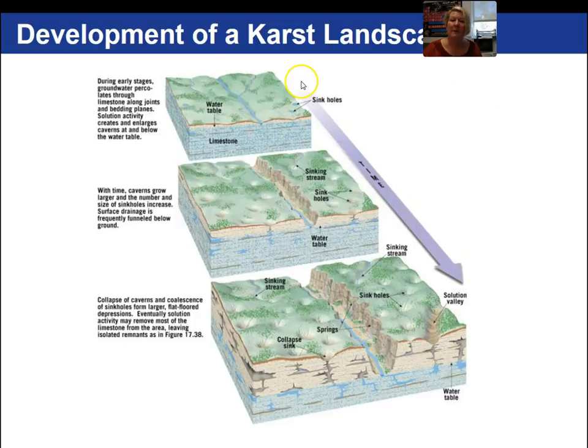This is the development of karst landscape with time. So this is an early stage, and you can see that with progression of time, eventually the water table drops down very low, big caverns are forming, you get sinkholes and sinking streams, or what I call disappearing streams, solution valleys. So if you see this distinct pattern in an area, it's indicating karst topography, and you should be careful if you plan on building in an area like that.